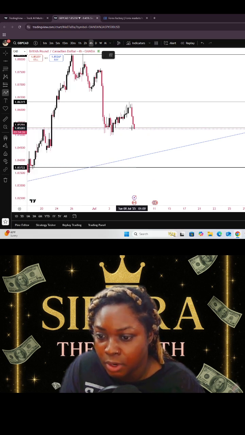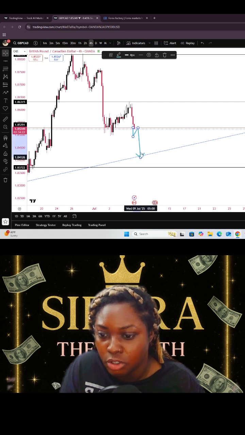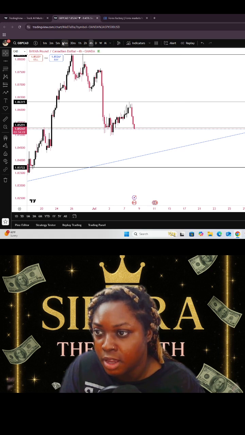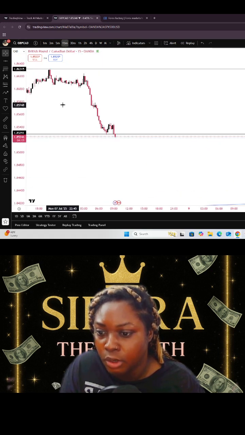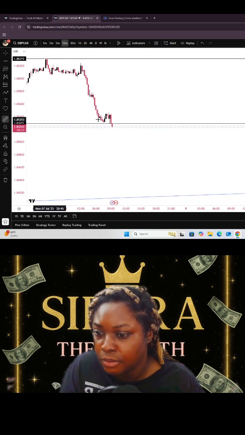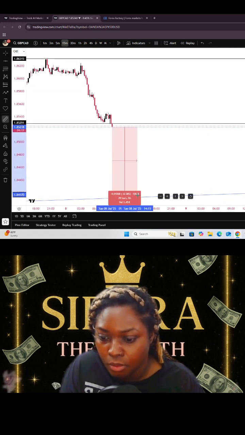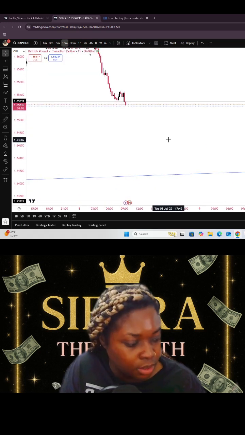So now what we want to look for is a break and a retest, and then we can take it to this trend line here. All right. We can look for this break and retest. We'll look for it on a lower time frame. And that's still another 100 pips.